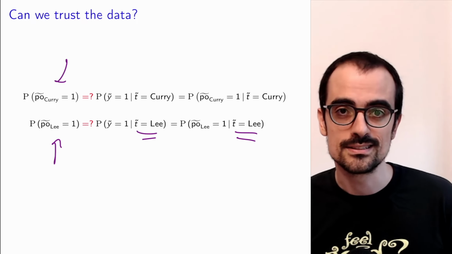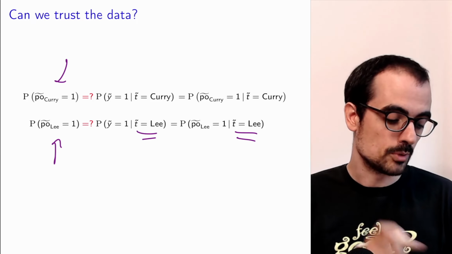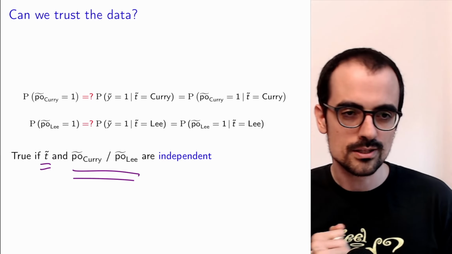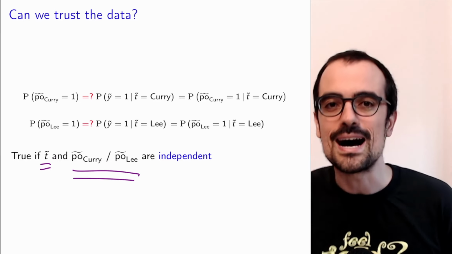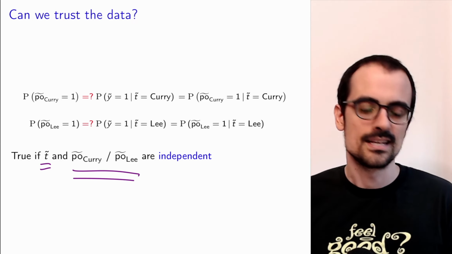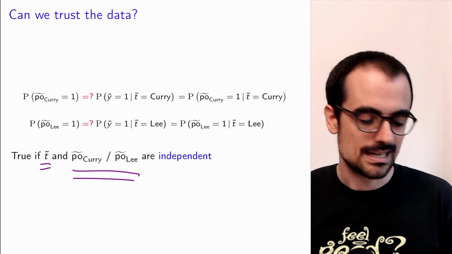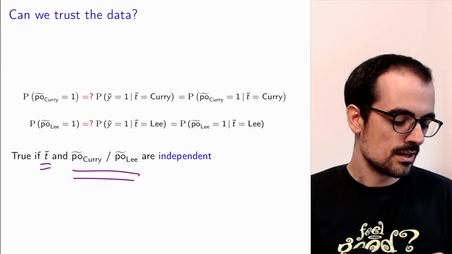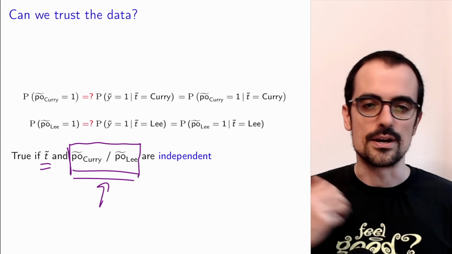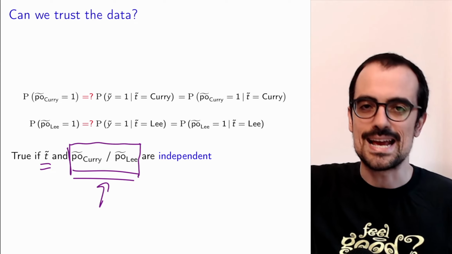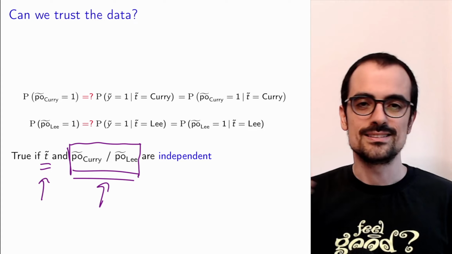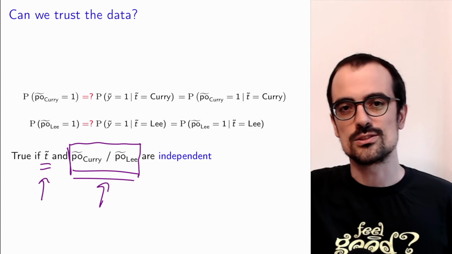For that to happen, T and the potential outcomes should be independent. So here it's important to realize that we're not saying that T and Y are independent, okay? That's for sure, that doesn't make any sense because Y is the observed outcome. Here what we're saying is, if we look at the percentages that tell us whether Curry or Lee would make every shot if they tried it, is that independent from the choice that they are taking this shot or that shot?